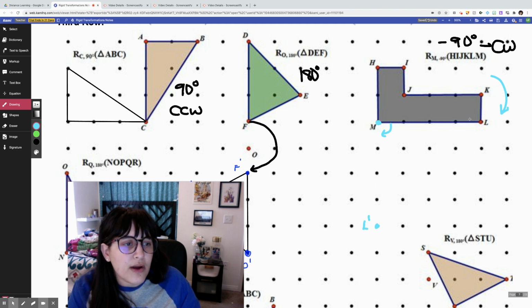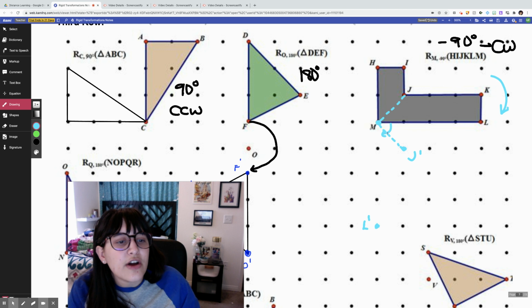So that's L prime down there, right? We literally took it and we swung it this way, right? It's going to move really, really far because it's so far away from point M. But like point J, for example, which is right here, okay, is kind of at this diagonal. So if it's going to go 90 degrees this way, now it's going to end up right here.